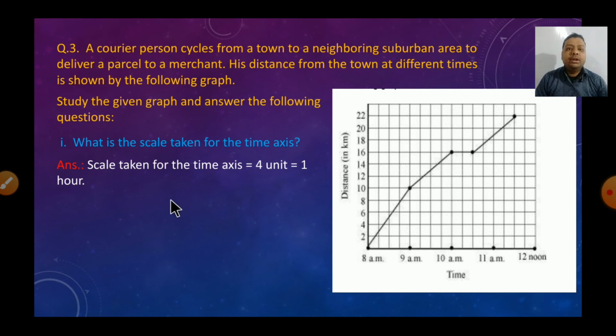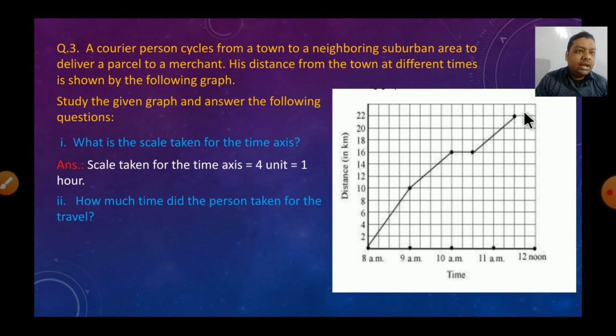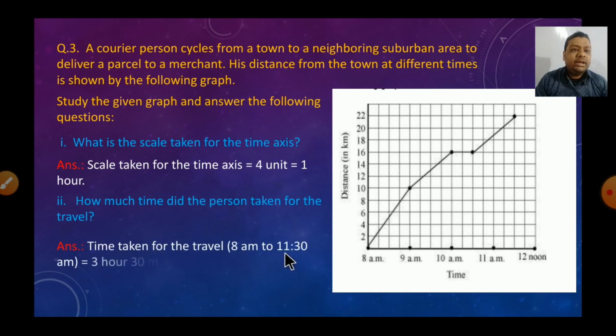Okay. Now, how much time did the person take for the travel? So travel, how much time? He started from 8 am and ended at 11:30. You can see. So the time taken for the travel, 8 am to 11:30 am, is equal to 3 hours 30 minutes. Okay.